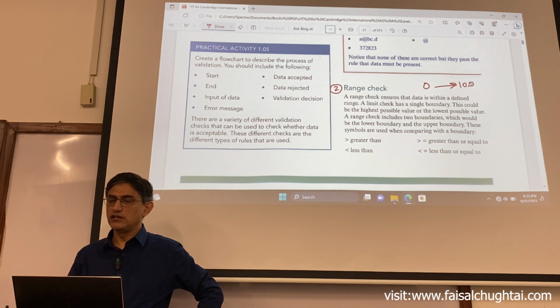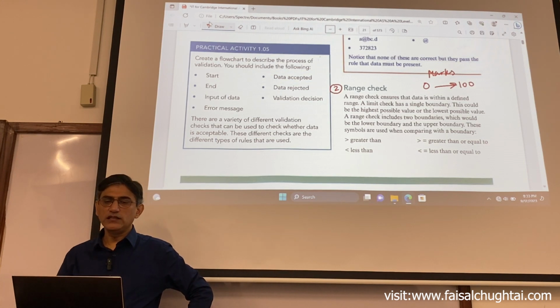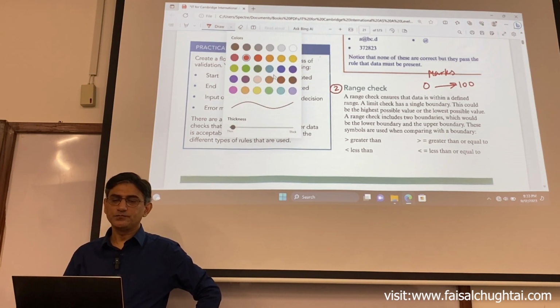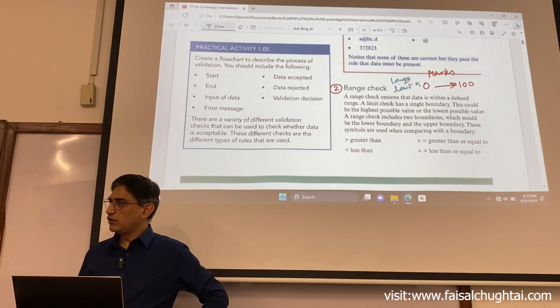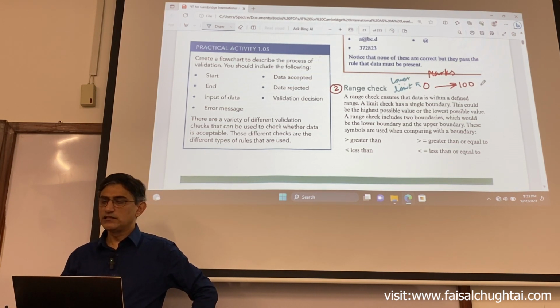Say, for instance, the name of the field is marks. So in this, you can say that this is the lower limit in this range, and this is the upper limit.